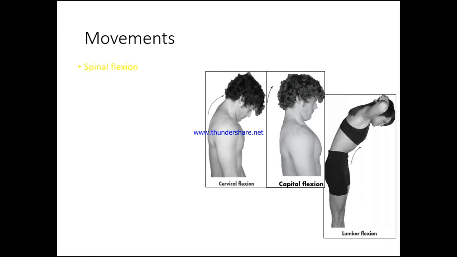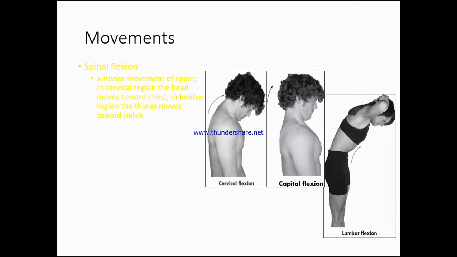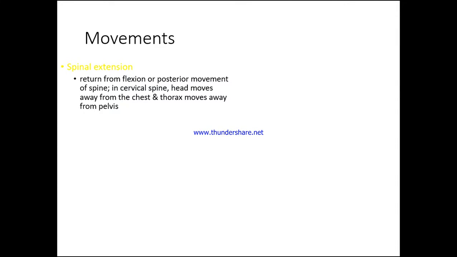Let's just look at some of the movements that we have. So we've got spinal flexion, the anterior movement of the spine: in the cervical region, the head moves towards the chest; in the lumbar region, the thorax moves towards the pelvis. So we have the flexion extension of the neck, flexion extension of the trunk or the upper trunk, flexion extension of the abdominal region, and of course, flexion extension of the upper and lower limbs, which we'll talk about when we start to look at some of the plexi which are responsible for these movements.